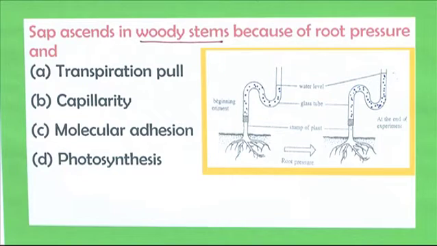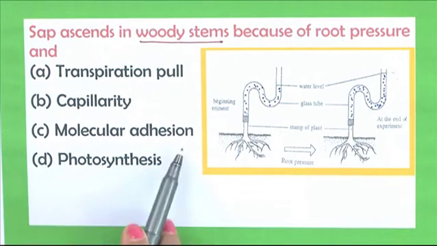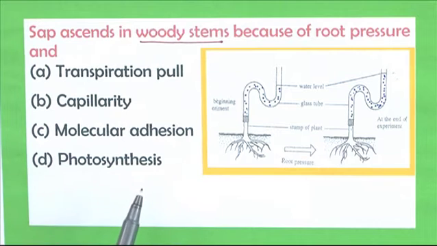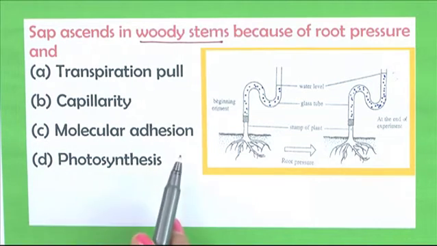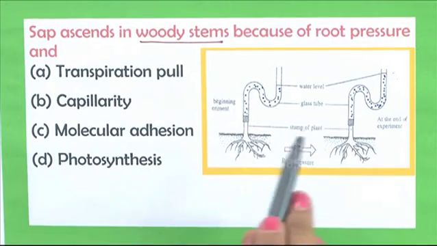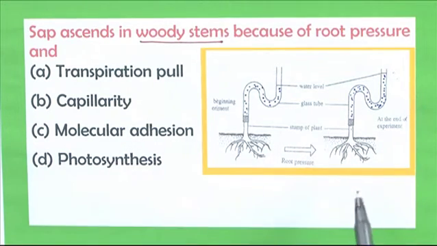But sap ascends in woody stems, meaning thicker trees and all. What is the other pressure along with this root pressure? First one says transpiration pull, second one says capillary force, third one says molecular adhesion, next says photosynthesis, right? So, among the four, which one is actually acting for ascent of sap in woody stems? So, you can see the diagram over here.